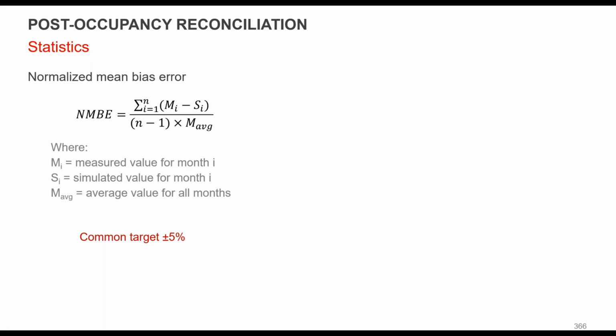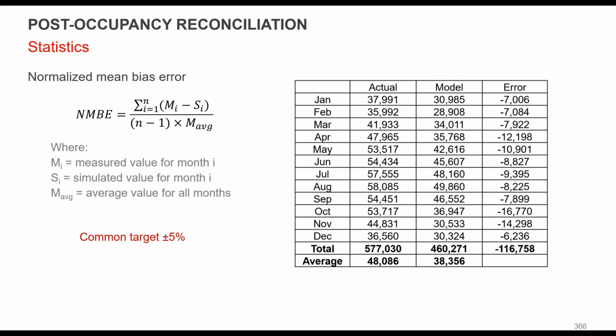Using statistics, normalized mean bias error really is kind of the key, is trying to see that we're within a range, that we're not just saying that it's close enough. In this case, a common target for that is about 5%, and you'll see that in some of the guidelines related to this. So you'll see in this case we've got an error that's actually quite a bit larger than 5% for that. So 22% when you do the calculation.